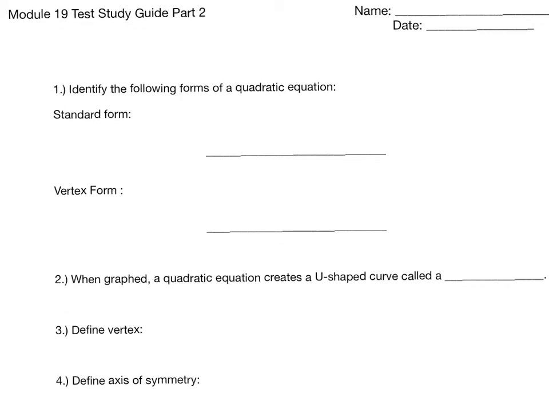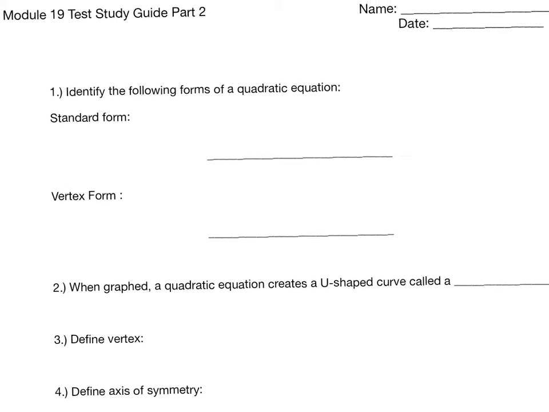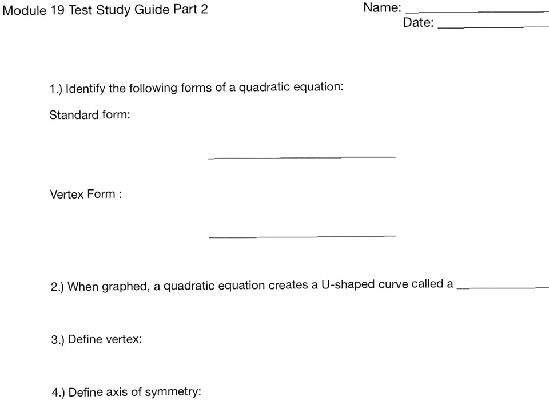All right, Module 19 study guide. The first page I'm going to go through rather quickly, especially the definitions, because a lot of these definitions you have in your notes, and it's just a matter of memorizing them, especially these first two. So you should know what the standard form of a quadratic equation is, and you should know what the vertex form of a quadratic equation is before you take your test on Friday.